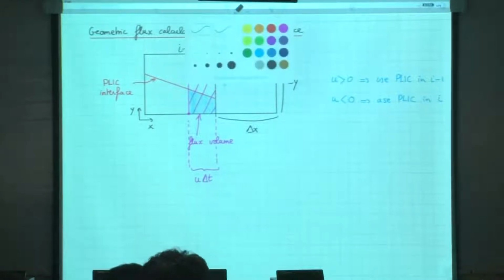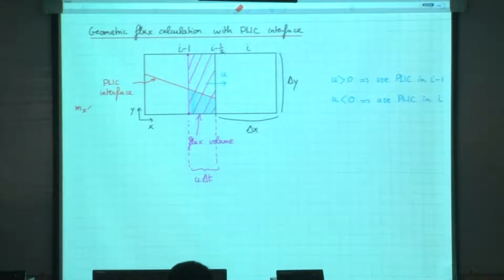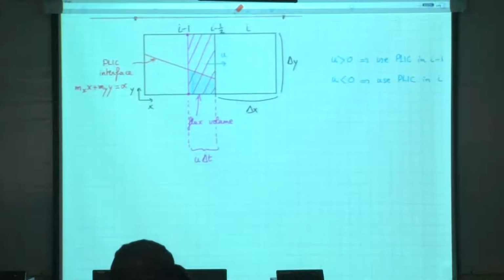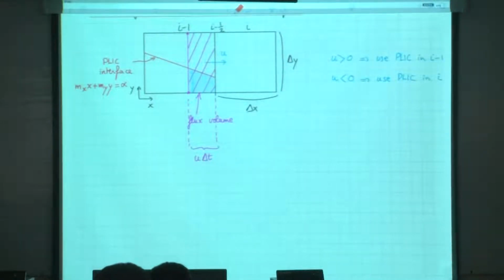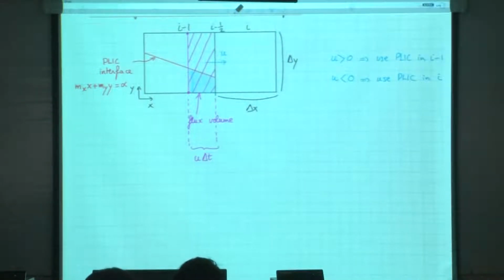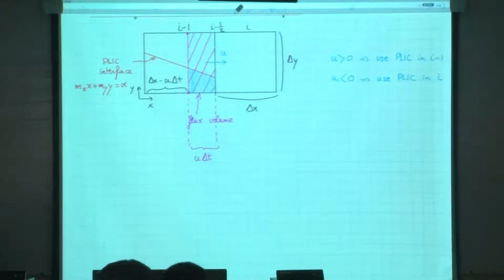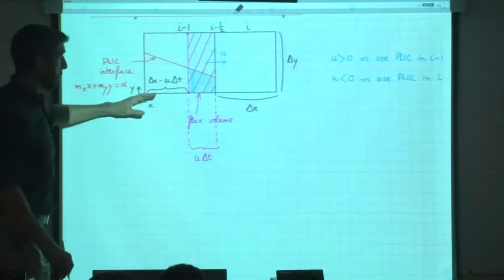Now, the interesting thing is, in this situation, we in fact know everything. There's no actual calculation required. This line is given by m_x x plus m_y y equal to alpha. This is known. The position in space of that point, we know everything about it. This distance, for example, we know is going to be m_y delta x minus u times delta t. We know everything we care to know about the geometry of this problem.